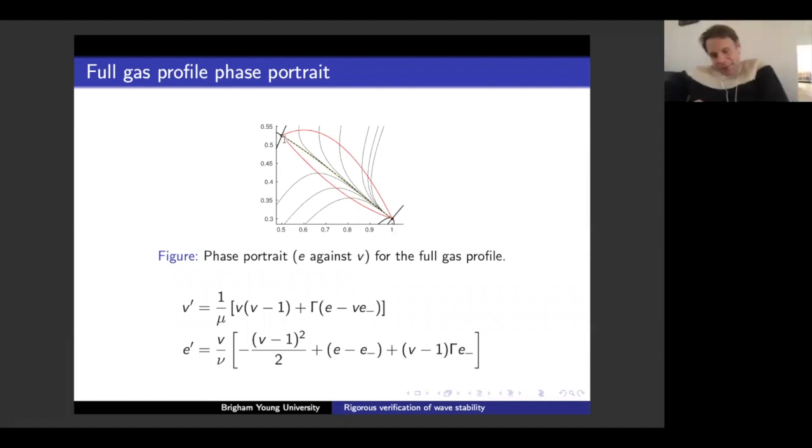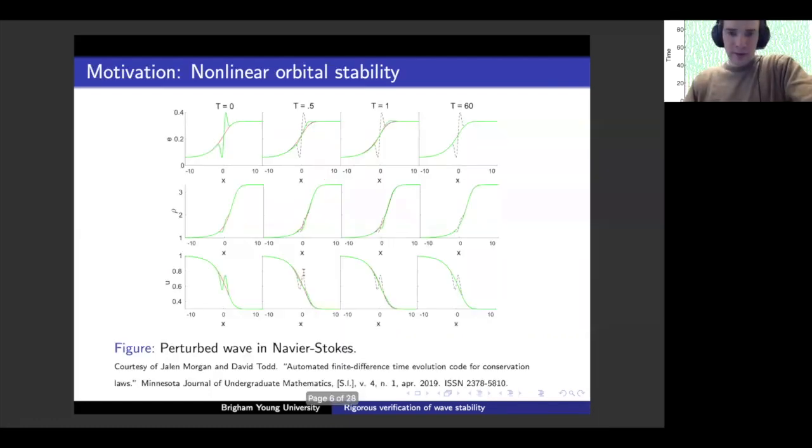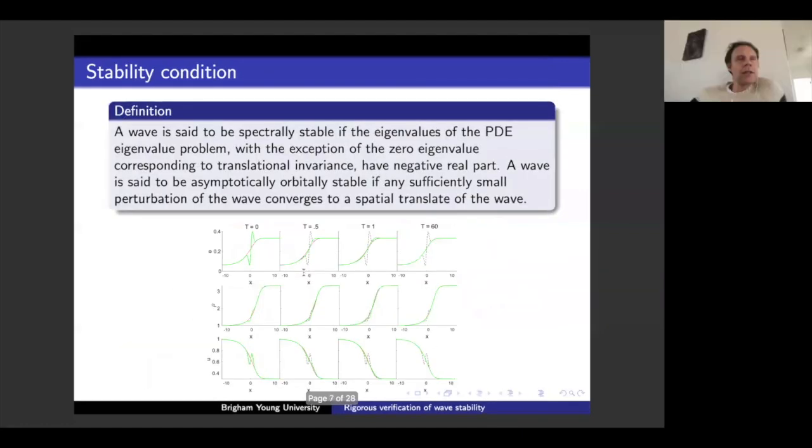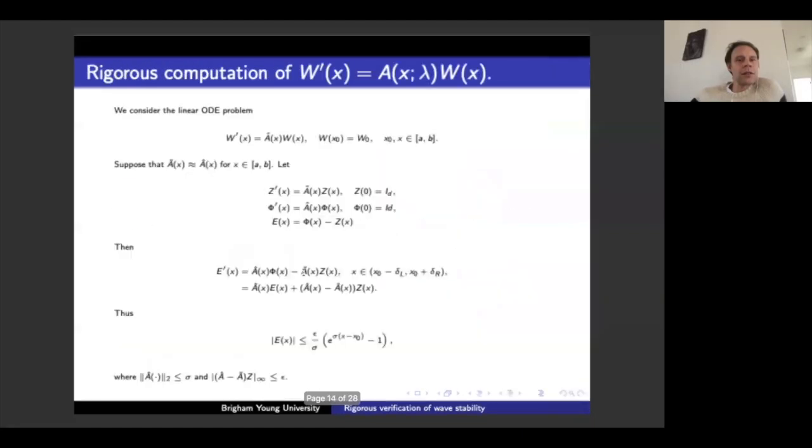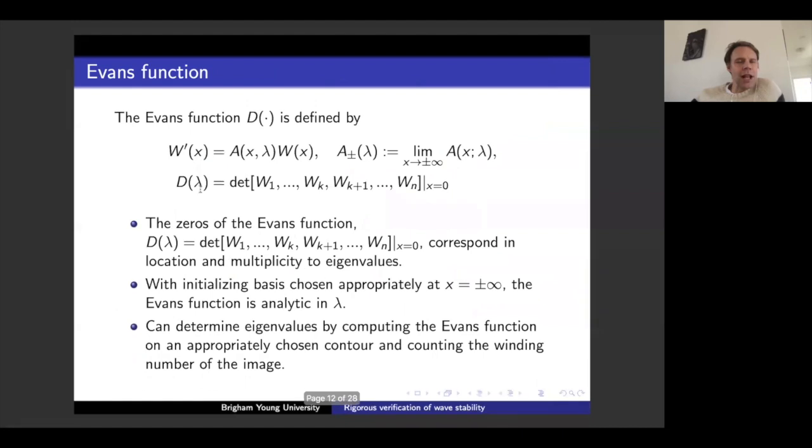Yes, I have one. Actually, regarding the contour, did you have a slide? Maybe I missed that, but regarding the contour that you need to do, which function exactly do you need to evaluate along the contour? The Evans function, so D of lambda, that we've defined. So in practice, how do you do that computation of the contour integral? How do you do it?